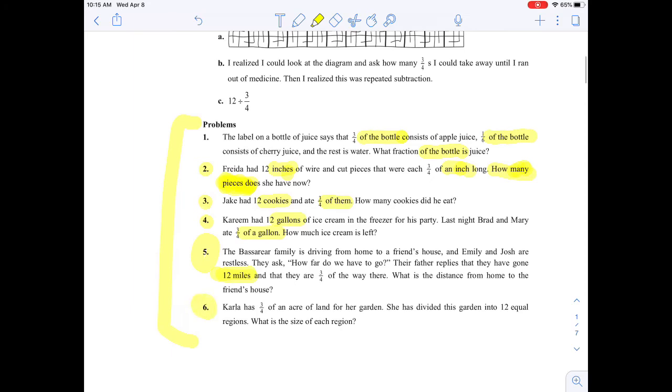Number 6, our last one. Carla has 3/4 of an acre of land for her garden. She has divided this garden into 12 equal regions. What is the size of each region? What is the size of one region? How many in one group is what this is sounding like here. We have 3/4 of an acre, 12 regions. We don't have a unit match, so it's not going to be addition or subtraction there. So let's go down and look at our picture.